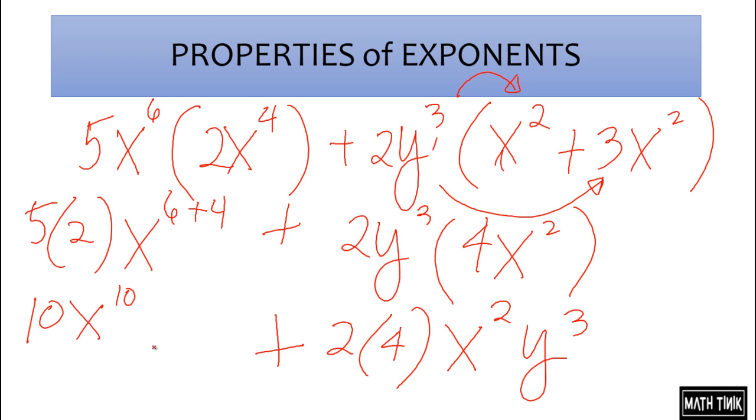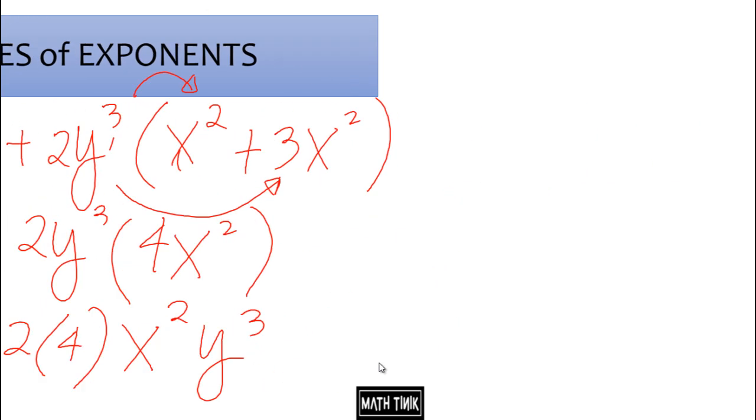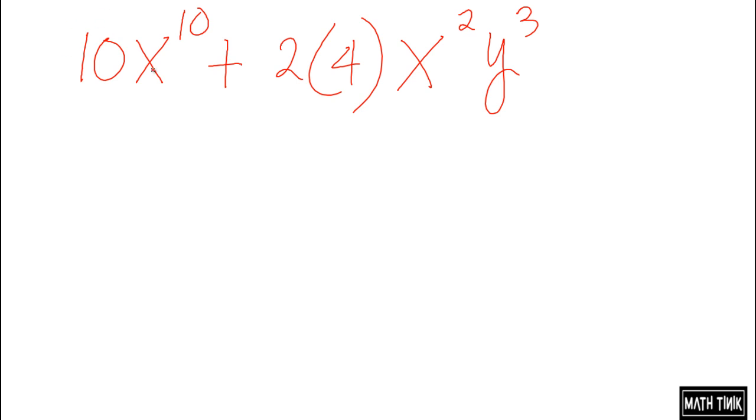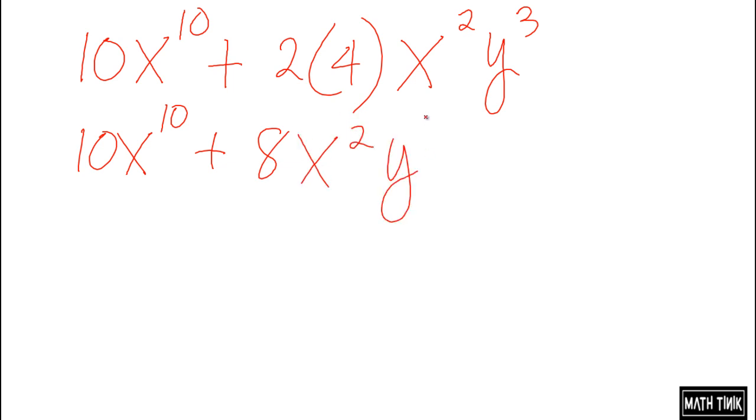Now, let's rewrite first this equation to make it clearer. Okay, 10x raised to 10 plus 2 times 4 times x squared y cubed. So, let's multiply this first. It will give us 10x raised to 10 plus 8x squared y raised to 3. You already have an answer. However, this is not yet the final answer. In mathematics, we have to factor out what the terms have in common.